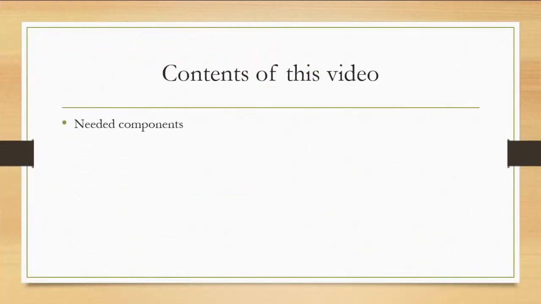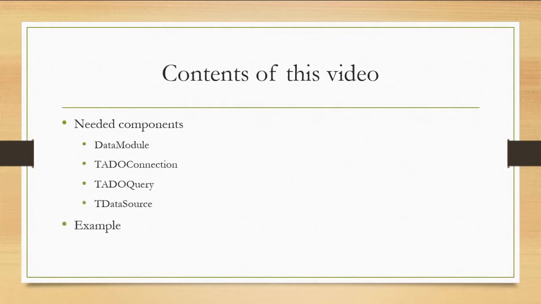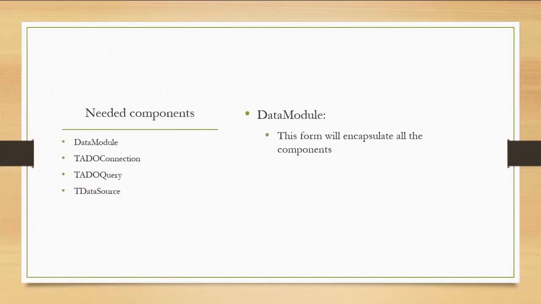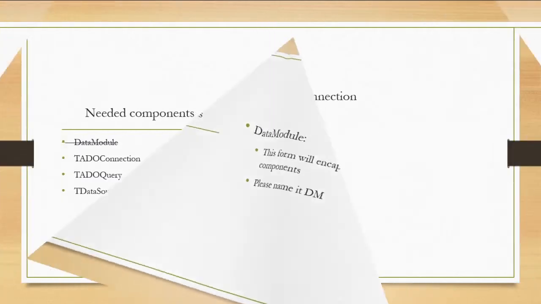We will look at the needed components, for example, the data module, the TADO connection, the TADO query, and the data source. We will then look at an example. The data module. This form will encapsulate all the components. We will use the naming convention of DM for the data module.